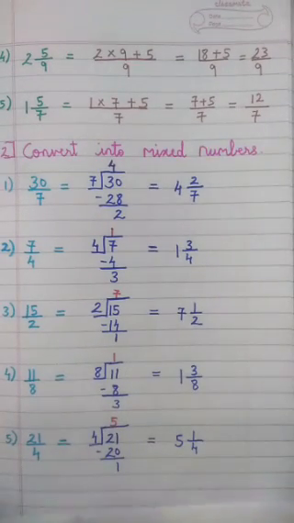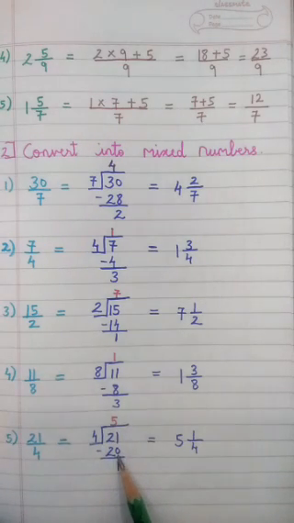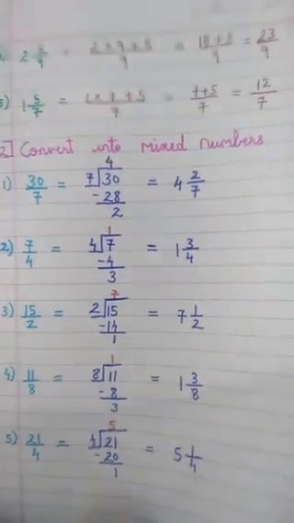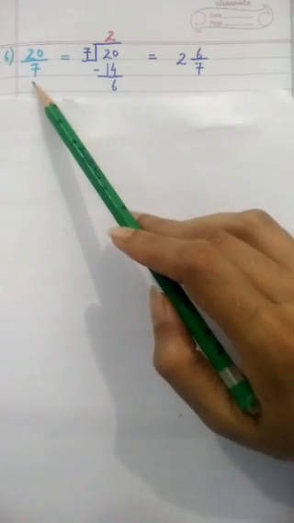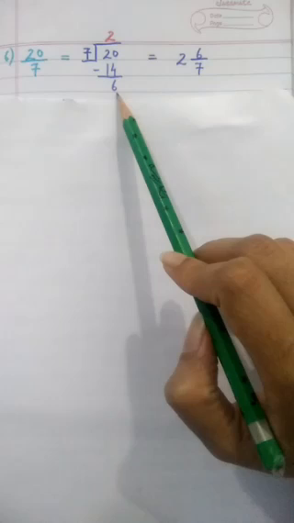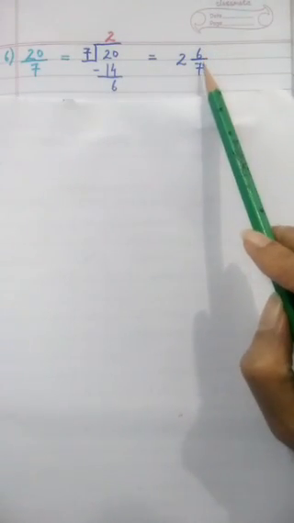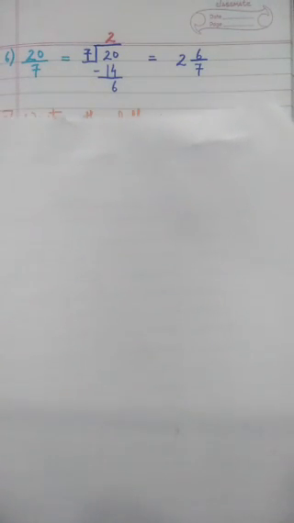Sum number 5. We have 21 divided by 4. 4 5s are 20. Remainder 1. Quotient comes first, 5. Then remainder 1 upon divisor 4. So this way you have solved 5 sums. The last one, the sixth sum, is 20 upon 7. We divide 20 by 7. 7 2s are 14. The remainder is 6. So the quotient 2 comes first. Then the remainder 6 upon divisor 7. So this way we have finished question number 2.